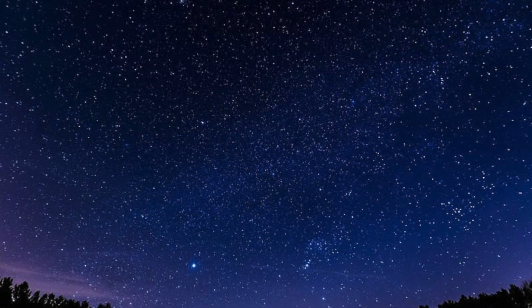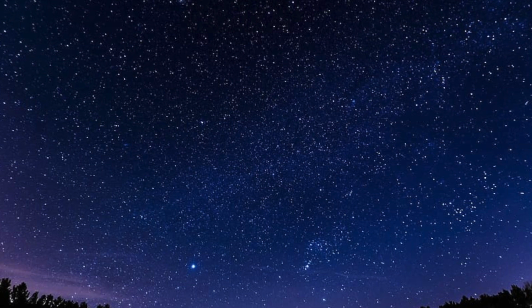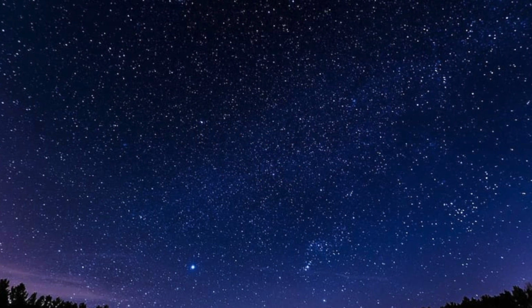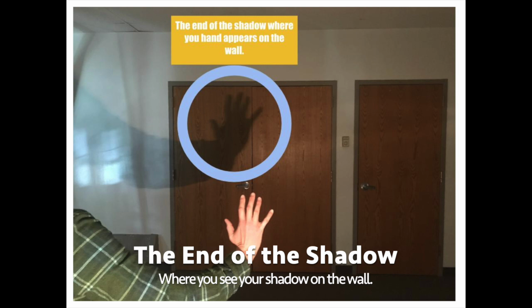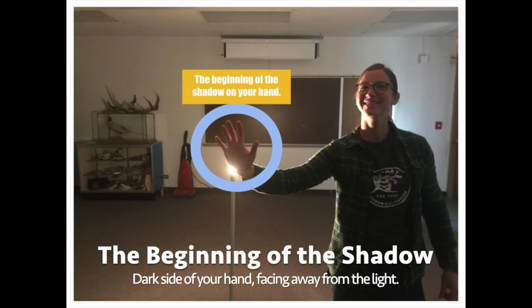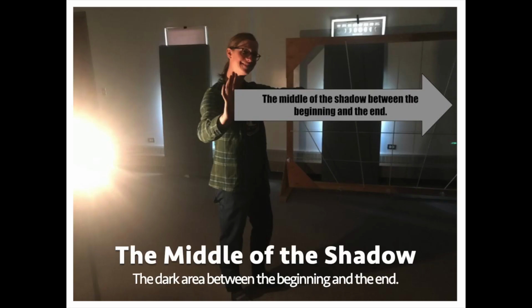Hopefully you had enough time to find all the shadows your hand made. But if not, that's okay. I'll show you the 3 parts of a shadow here. One part, and maybe the most obvious, is the end of the shadow, or the shadow of your hand you saw on the wall. Another part is the beginning, or the dark side of your hand facing away from the light. The final part is the middle, or the area between the beginning and the end of your hand's shadow.